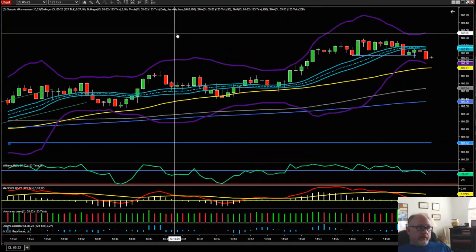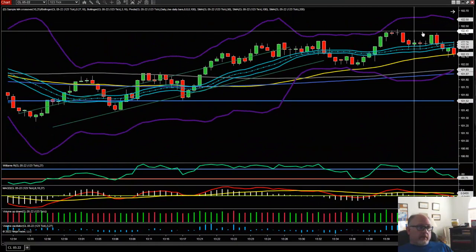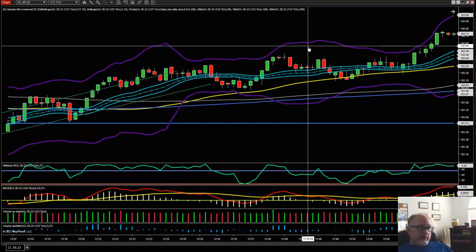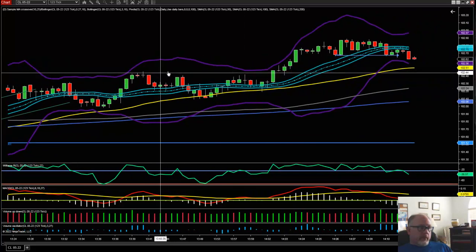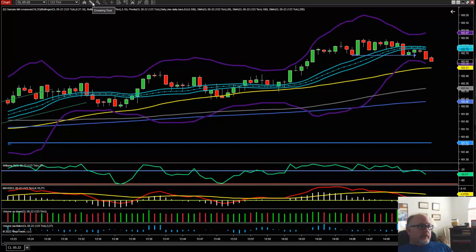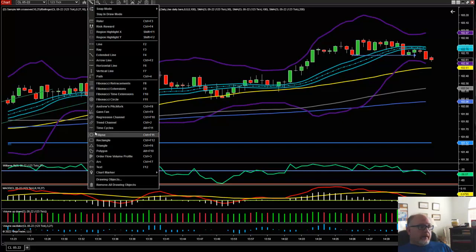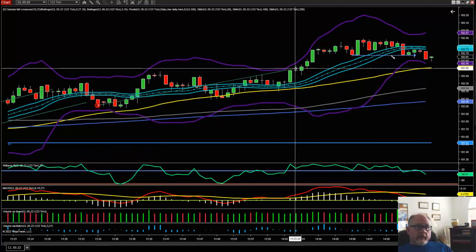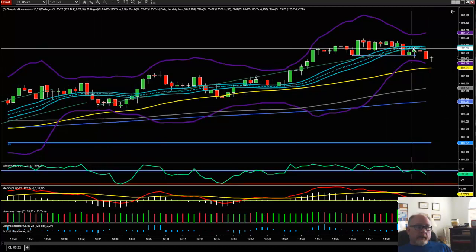Let's blow this chart up here. Get more on here. There was the original trend line that we drew, and it continued to move up. So let's get that Gann trend going here. That's the trend channel. Use this.